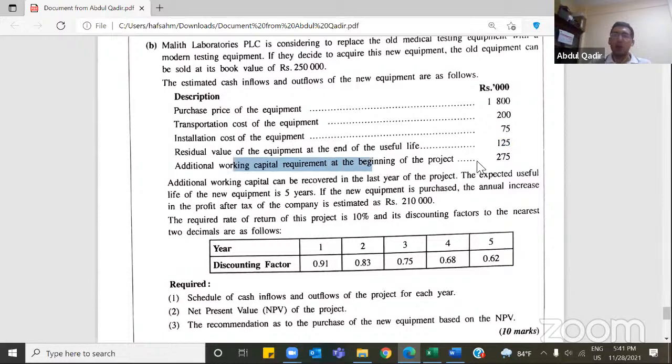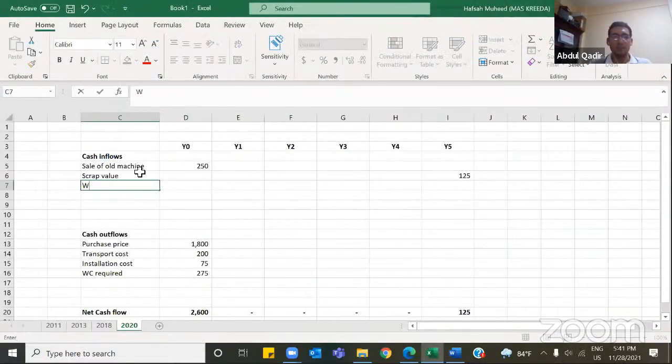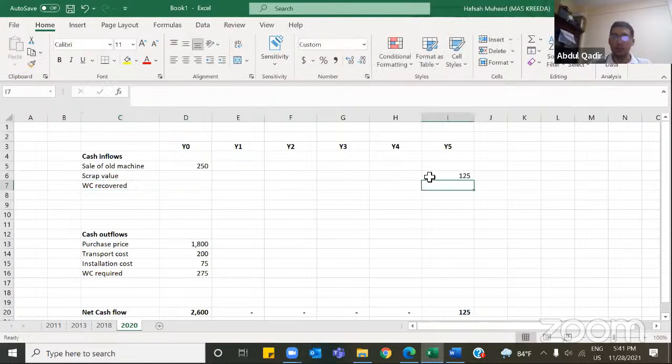Additional working capital requirement at the beginning of the project is 275. So I can say working capital required 275. I'll put it under year 0. And it says it can be recovered at the last year of the project. So I will say working capital recovered, again in the final year, 275. I hope that's clear. If you don't understand any entry I'm putting, please let me know.